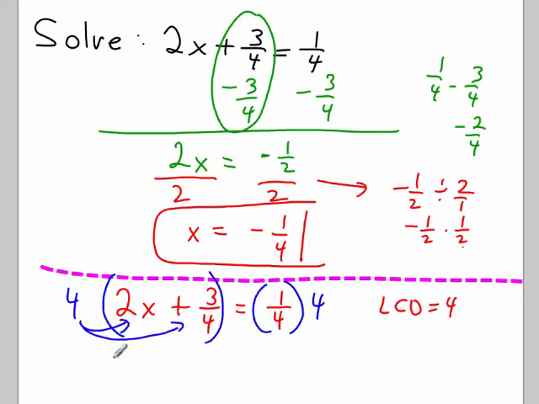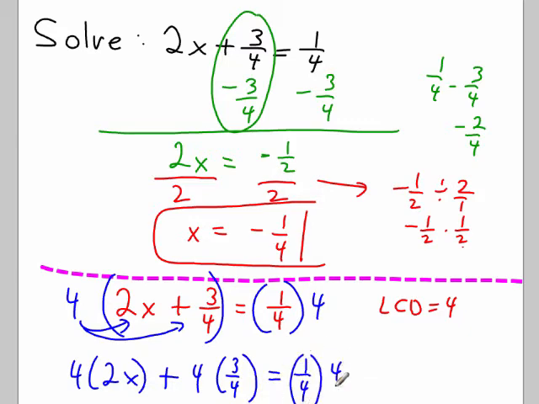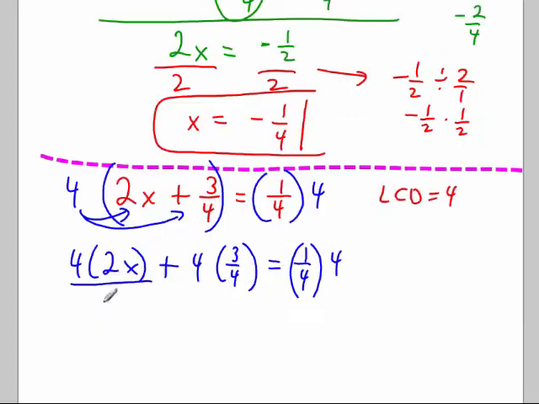So I've got to distribute the 4 through. So that's going to be 4 times 2x plus 4 times 3/4 equals 4 times 1/4. Okay, so we have a little bit of fraction work to do here. This is 8x. 4 times 3 over 4. I'm just multiplying. So the 4 is 4 over 1. Remember, I can cross reduce. 4 goes into 4 once. And so I'm left in the second term with 3. And 1/4 times 4 over 1. Again, I can cross reduce, and I get 1.